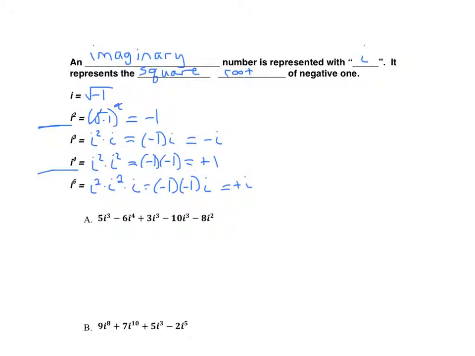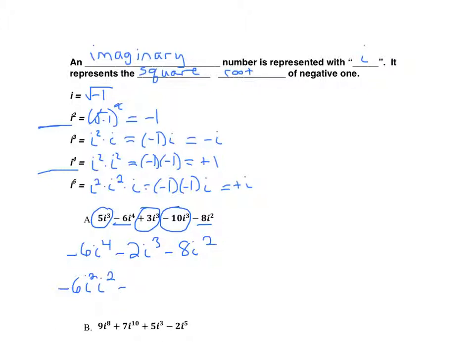In letter A, I'm going to start off with adding like terms. I'm going to start off with -6i to the fourth, because there are no other i to the fourths, and 5i cubed, 3i cubed, and -10i cubed. So 5 plus 3 is 8 minus 10 is -2i cubed, and then I have my -8i squared. So what does that really mean? Well, -6i to the fourth is really i squared times i squared, and i cubed is really i squared times i, and i squared is i squared.